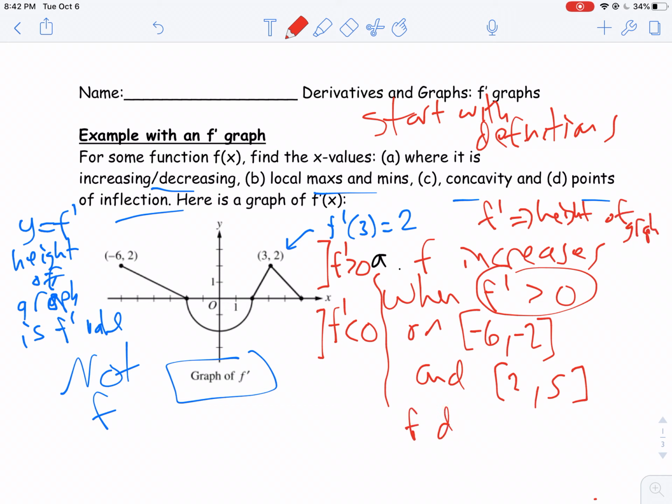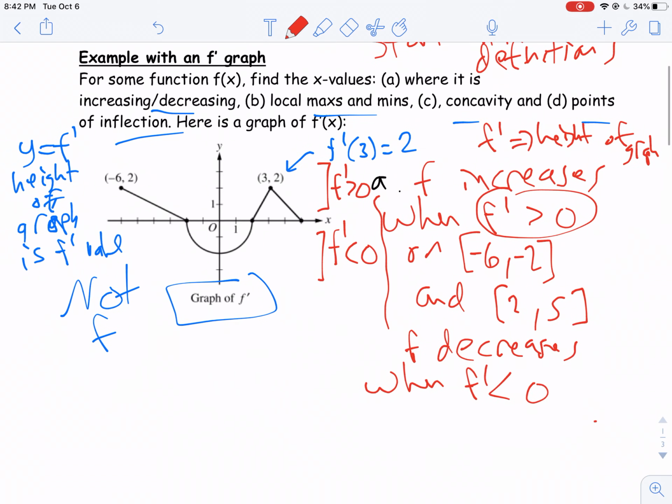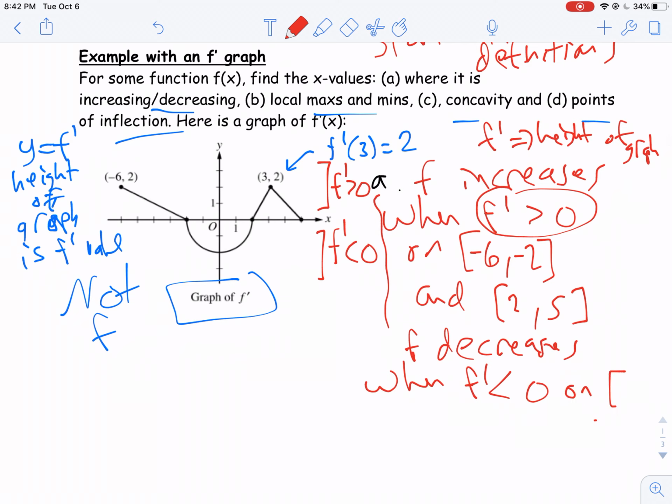So f decreases, in this case, when my f prime is less than 0. So where am I under the axis? The only time that happens is from -2 to 2. Okay, so that's how we approach that problem. Now let's talk about how we find a local max or a local min. We could use a second derivative test, but for me it's easier to do these when the first derivative goes positive to negative or negative to positive.